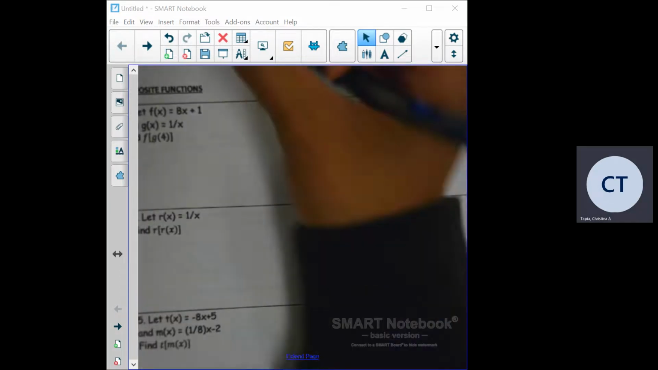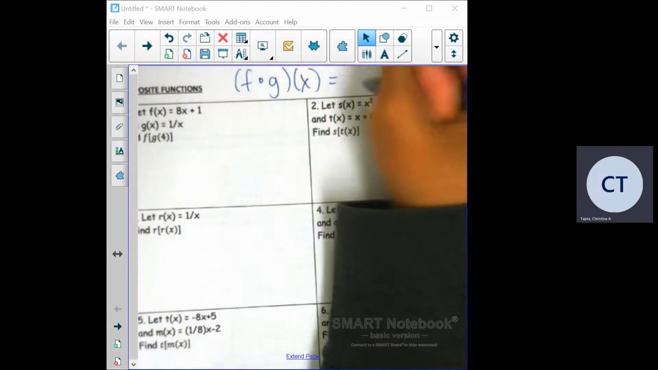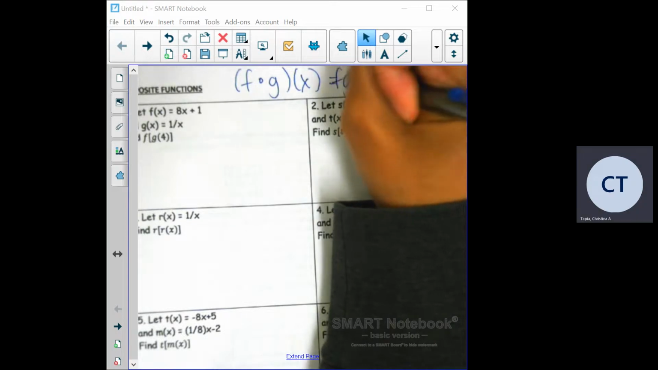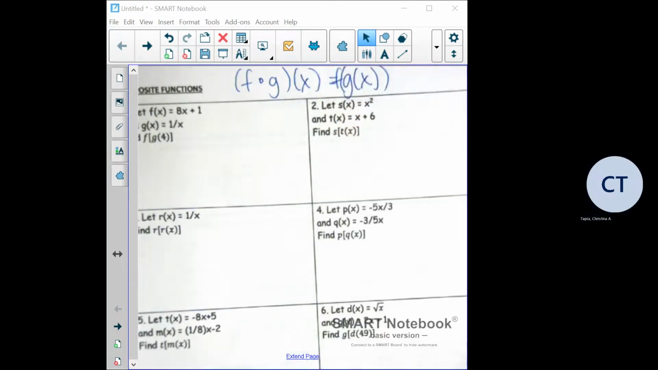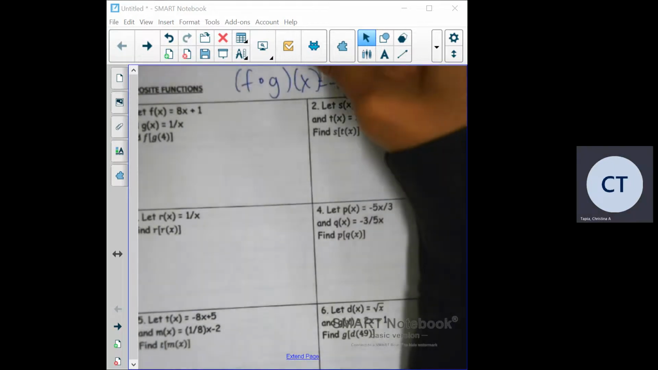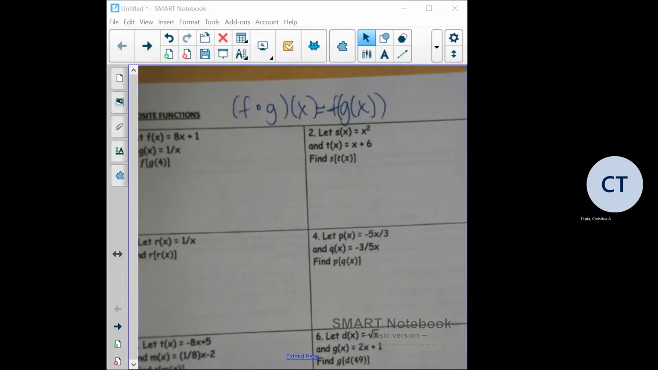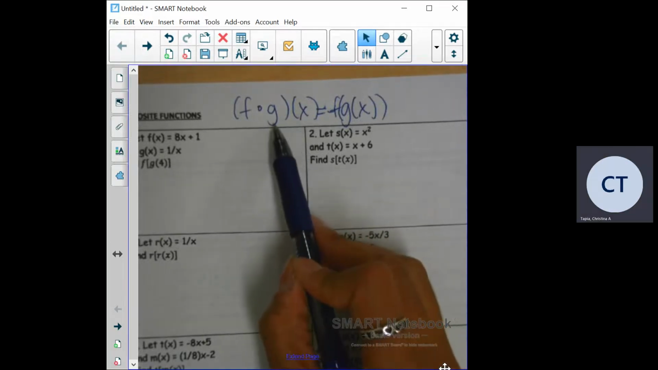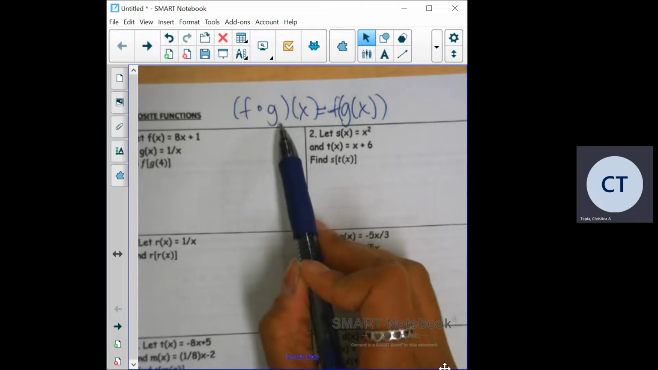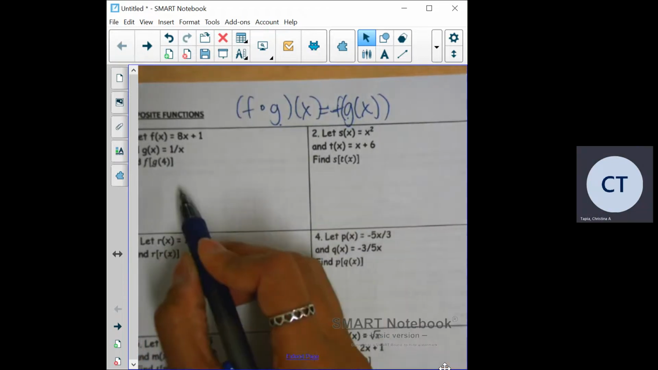Keep in mind that if you have, for instance, f composed with g of x, you're really just doing f of g of x. It's not negative. I just want you to remember from Algebra 2, because you saw this a lot in Algebra 2, these two are the exact same. So for instance, let's look at example 1.